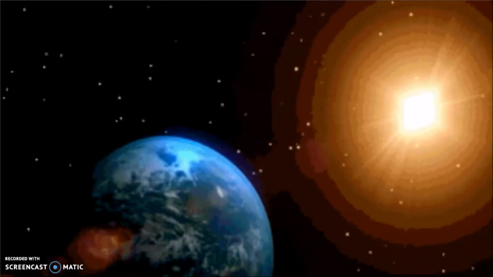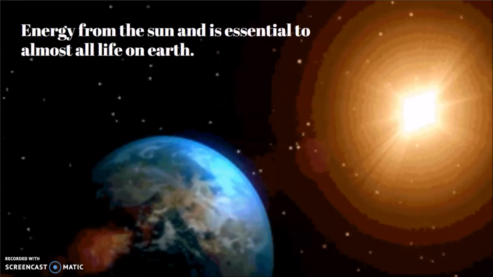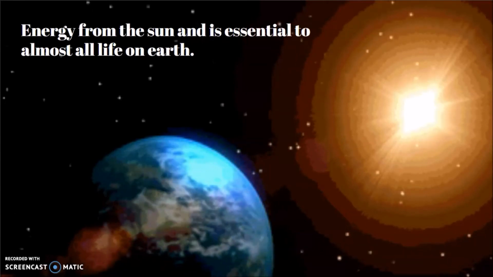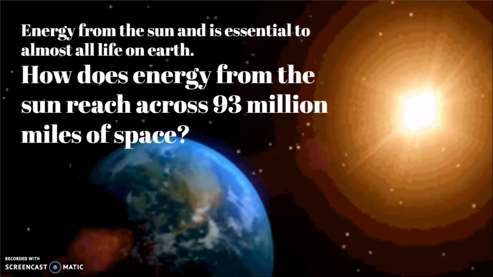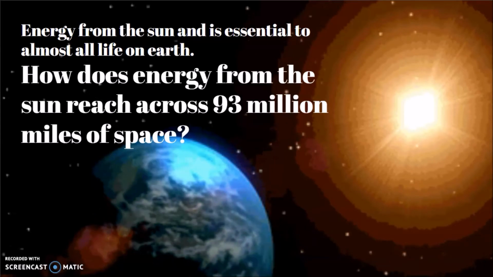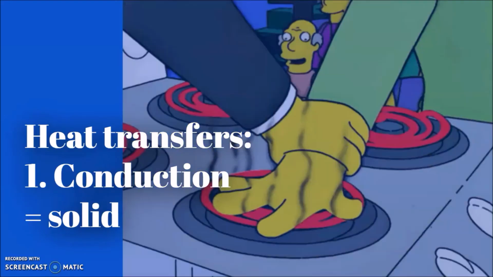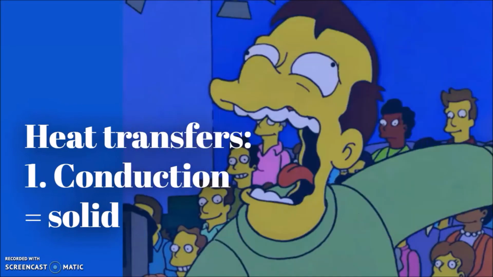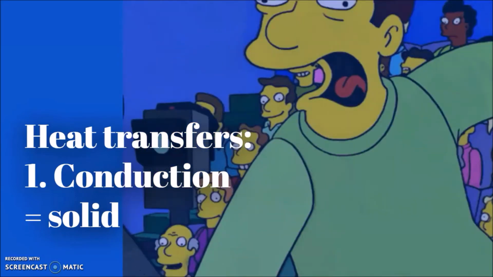Now, as we mentioned in the beginning, the sun is going to heat Earth, and the energy from the sun is essential to almost all life on Earth. So, how does the energy from the sun reach all across space to us here on Earth? To answer this, we first need to understand the 3 ways that heat energy is transferred. The first way is called conduction, which is through a solid. For example, when you touch something hot, that heat is transferred to your body, which is a solid.